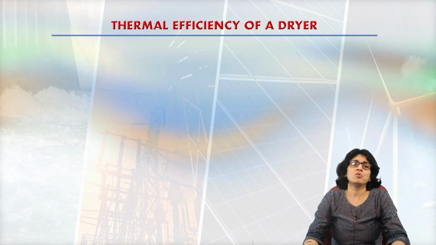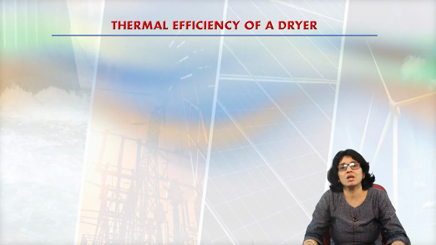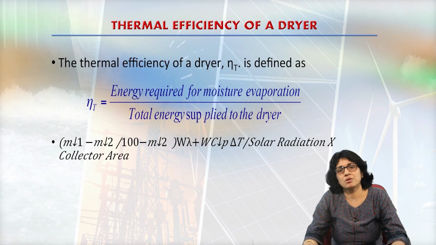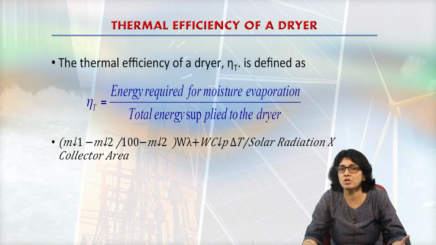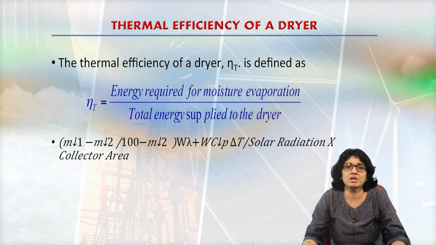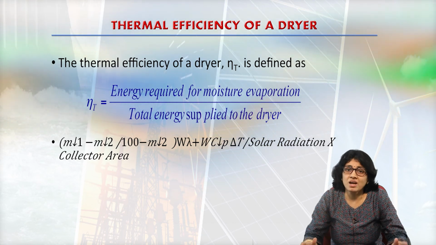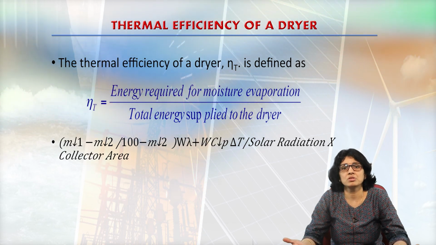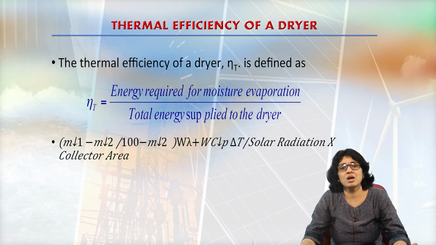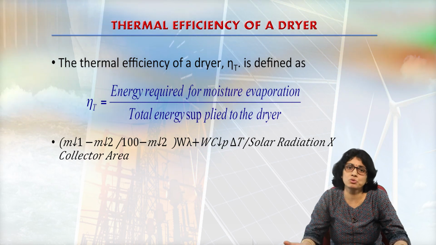And finally, what is the formula used for the thermal efficiency of a dryer? Now, thermal efficiency of a dryer, that is eta T. Eta stands for efficiency, T stands for thermal. It can be calculated as how much energy is required for the moisture evaporation from the product divided by total energy supplied to the dryer.